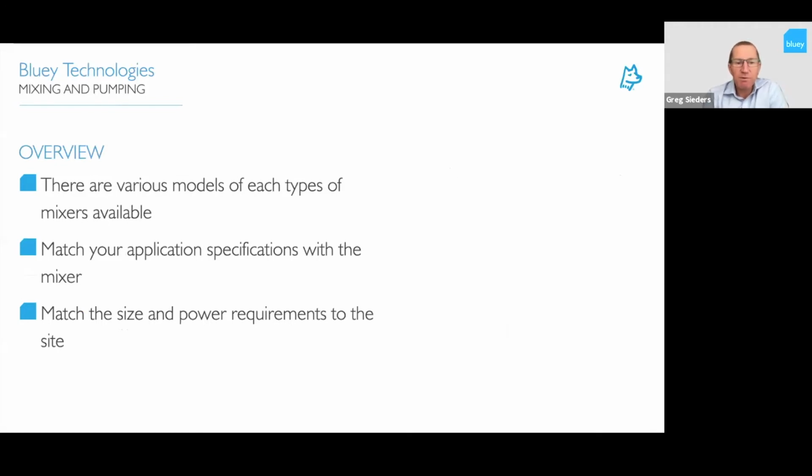So just a little overview for the mixers. There are various types and models of each type of mixer. So there's plenty of different pan mixers, colloidals. So it's about choosing the one that's suitable for the product and your application. Match your application specifications with your mixer, and match the size and the power requirements as well for these sites. Some of these mixers are three-phase power, so you need a lot of power to run some of these bigger mixers. If you don't have three-phase access on site, just make sure you're choosing the right mixer for what you have on site.